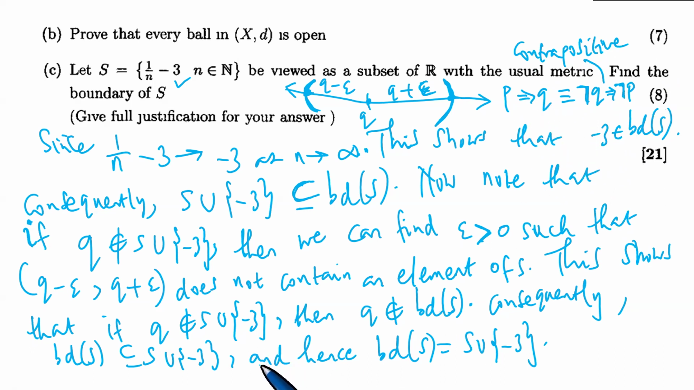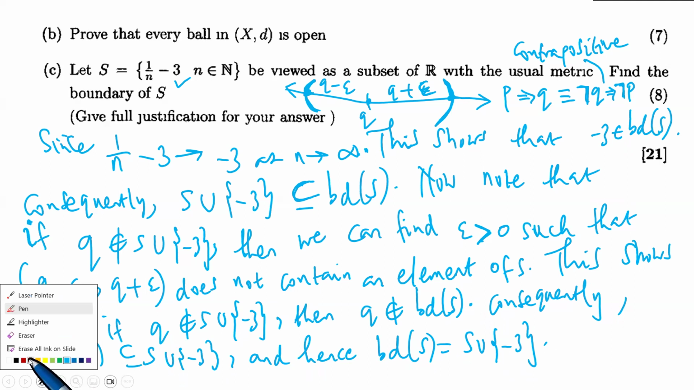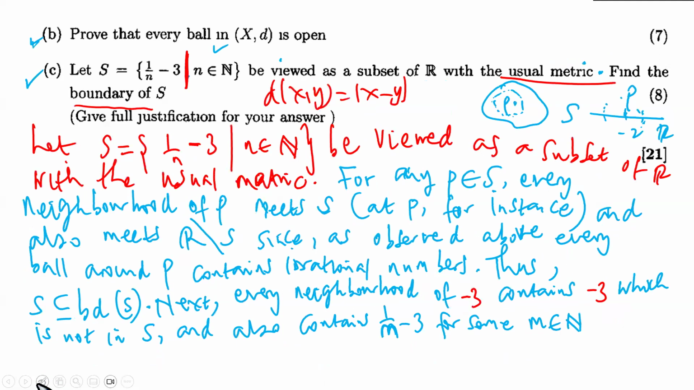Now, it comes here. We are saying this shows that if Q is not in the set, then it's not in the boundary. Not Q implies not P means you start from the end. It means the boundary is a subset of the union, and hence the boundary equals the union. How do we know that? Because of the two understandings.